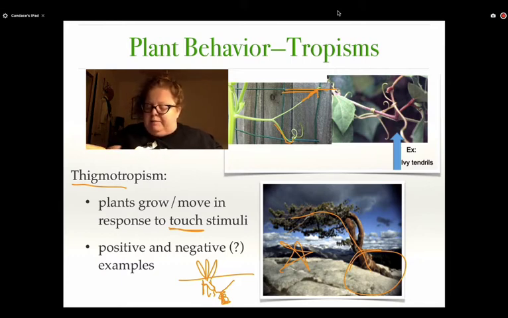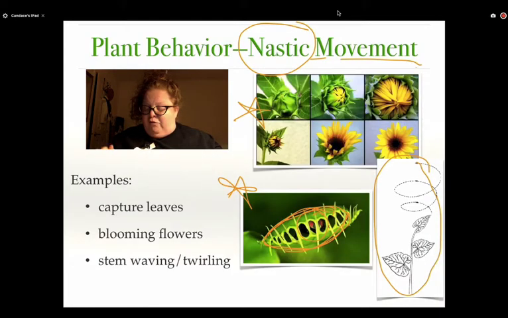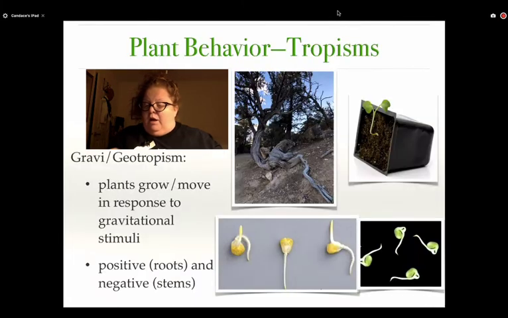And a lot of times people mistake the nastic movement in Venus flytraps as thigmotropism. You'll see it on websites all the time. But this is not thigmotropism because a tropism has to do with the directionality of the stimulus. So it's not actually that big of a distinction. I just figure you're smart enough to understand the difference. It's not that complicated. All right.